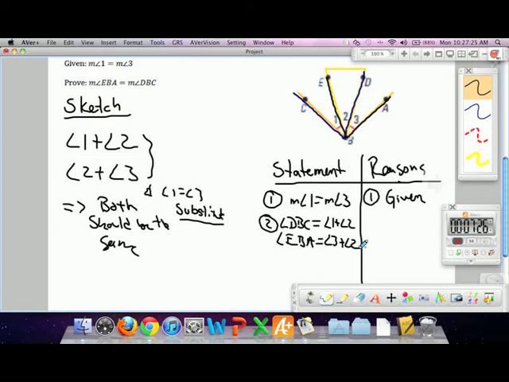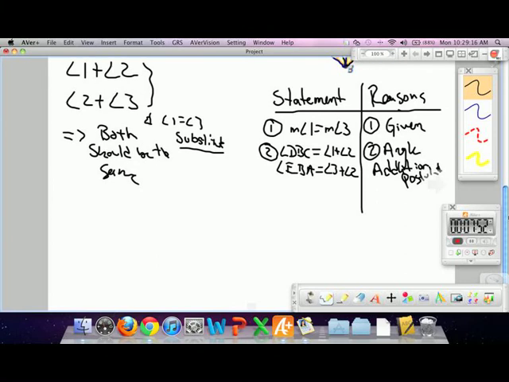So the angle addition postulate allows you to create these two equations. Okay. Well, now what? Once you have these, what did the next thing in our sketch, in our brainstorm session, say we want to do? Once we knew these, what do we want to use? What do we want to create? What do we want to do?